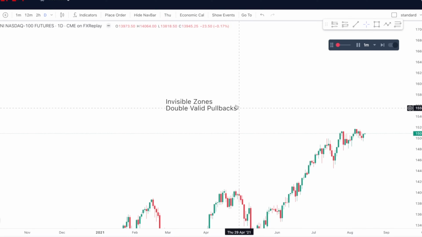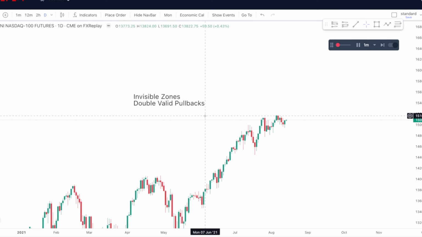And on top of that, I think it would be good for some of you to just get a few more reps in with me, maybe have something that you can constantly come back to and refer to. Let's start with just the invisible zones.